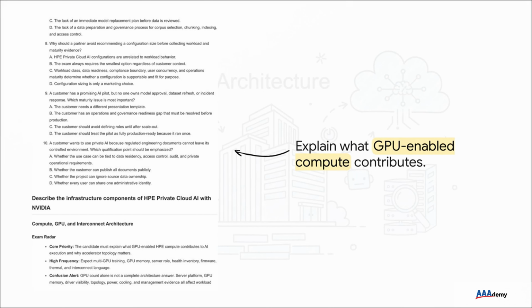So the key takeaway here, and you'll definitely see exam distractors trying to trick you with lists of isolated, disjointed components, is that you must be able to explain what GPU-enabled HPE compute actually contributes to AI execution. The right answer, the architect's answer, will always connect the infrastructure back to the specific workload bottlenecks we diagnosed earlier. Whether that's memory footprint, dataset locality, or endpoint concurrency, it all has to tie back.